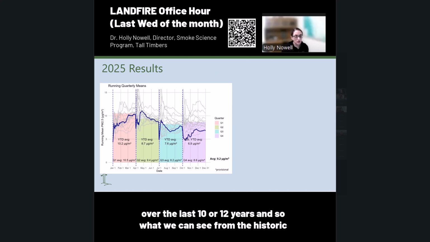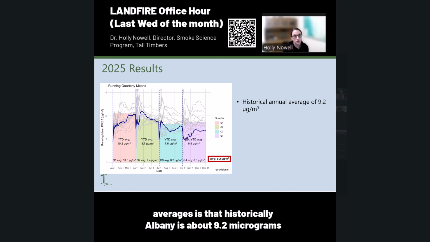And so what we can see from the historic averages is that historically, Albany is about 9.2 micrograms per meter cubed every year. So just above the new threshold of 9 micrograms per meter cubed. So we had a little bit of work to do.